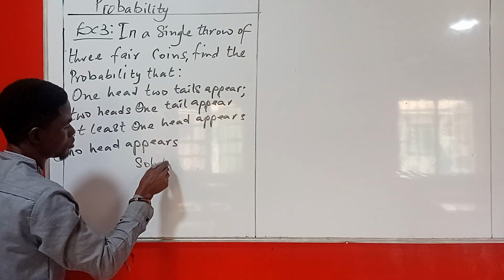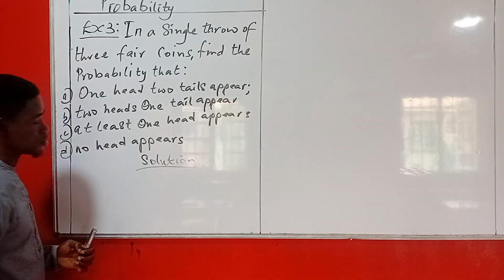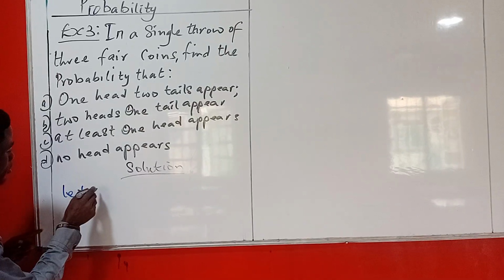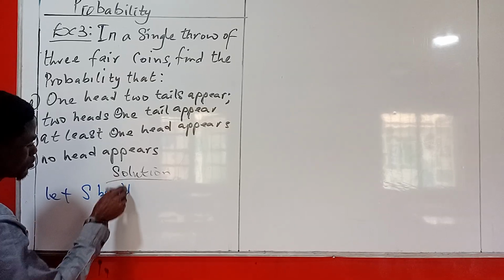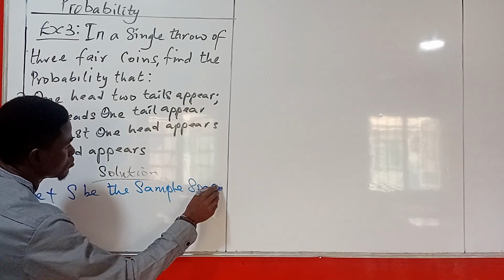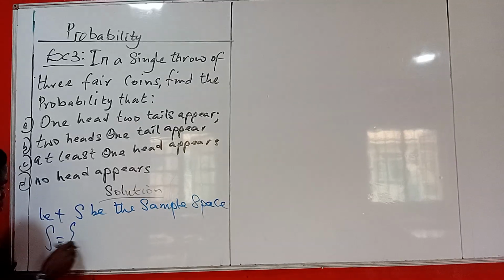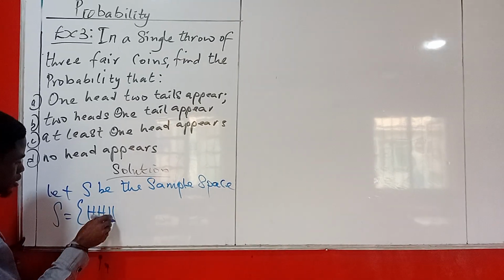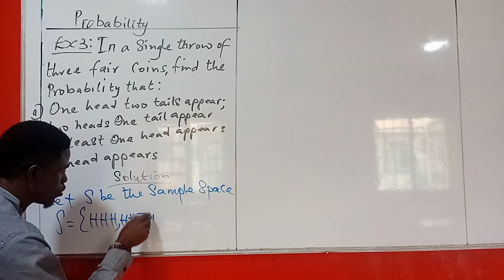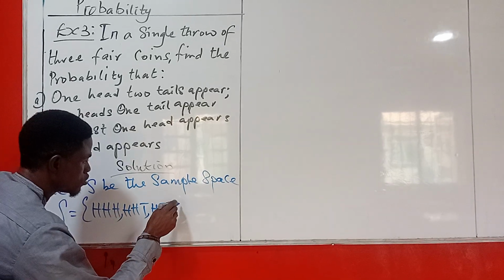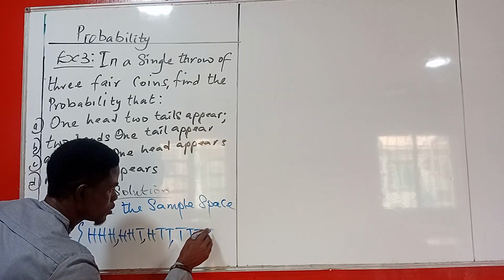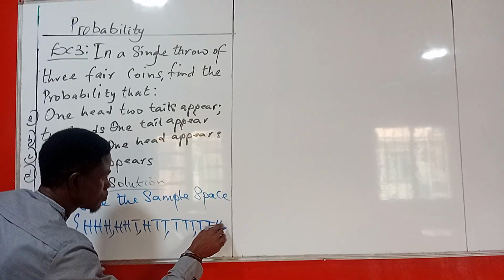Let's have the sample space. Let S be the sample space, which is S equals to: we are going to have HHH, thereafter 2 heads and 1 tail, thereafter 1 head, 2 tails, thereafter TTT, and after that 2 tails and 1 head.